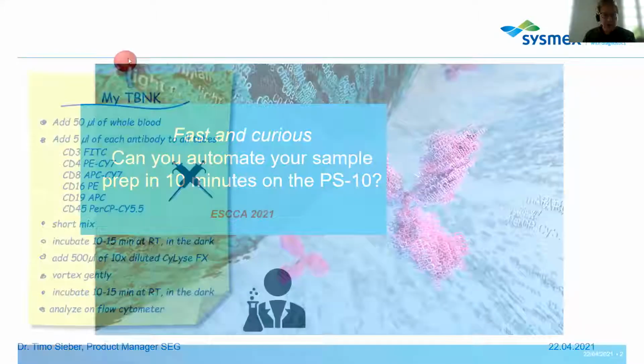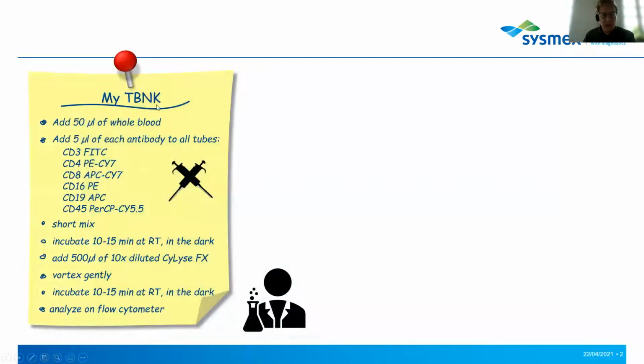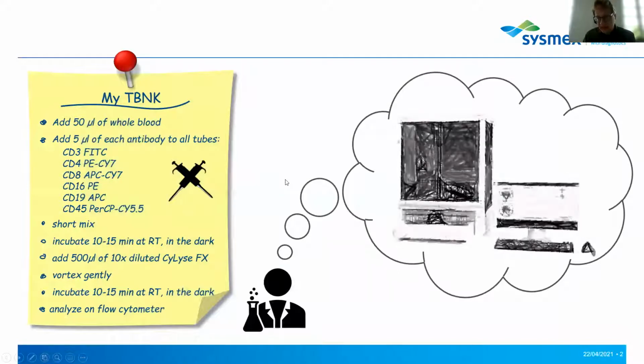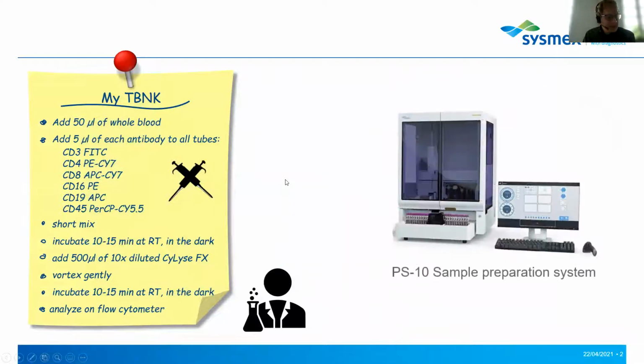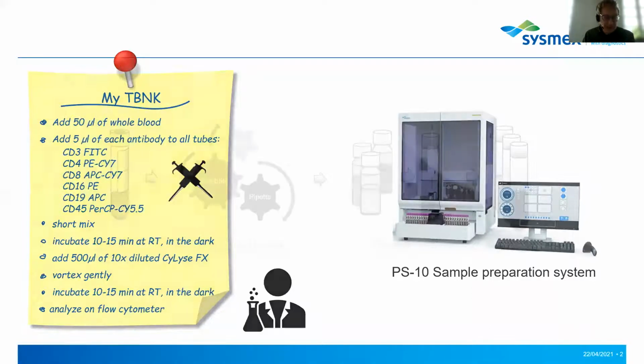And so I would like to start with this quite short TBNK manual protocol. And maybe if you see this, you dream of automation. And maybe the PS10 might be useful for you in this. So what can the PS10 do?